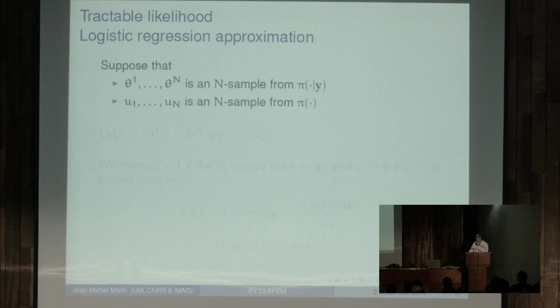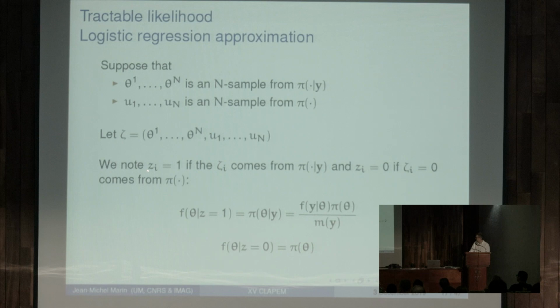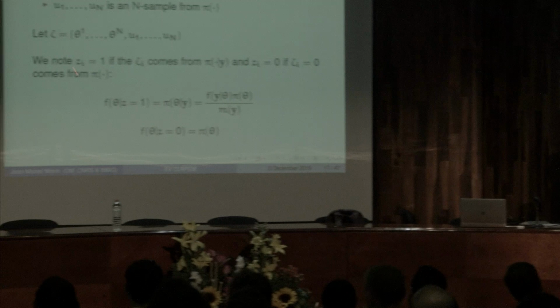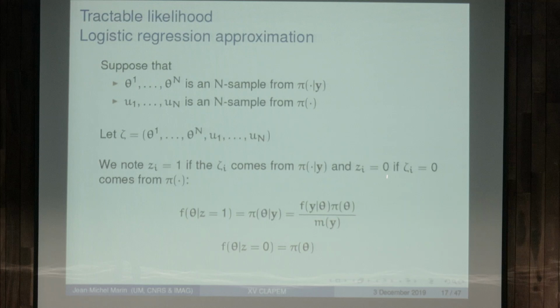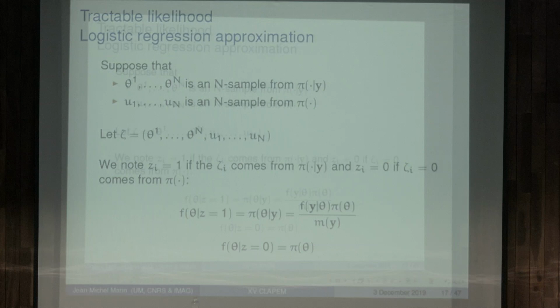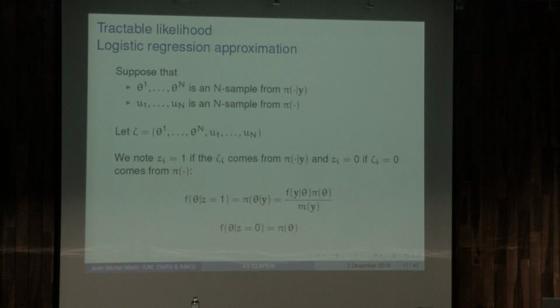So how to do it? Suppose you have a sample from the posterior distribution. So I need a sample from the posterior, okay? Then you create a sample from the prior, and you concatenate these two samples in a vector, and you create a vector z, where zi is equal to 1 if the simulation in this vector comes from the posterior, and equal to 0 if the simulation comes from the prior. So you have artificially created a classification problem with a sample of theta coming from the posterior and another sample of theta coming from the prior, okay? So the distribution of theta given z equal to 1 is the posterior, and the distribution of theta given z equal to 0 is the prior.